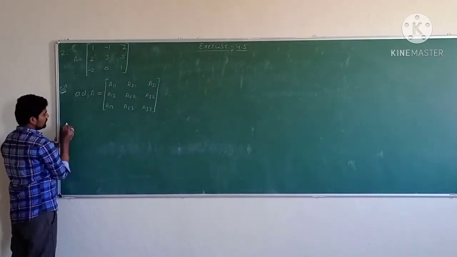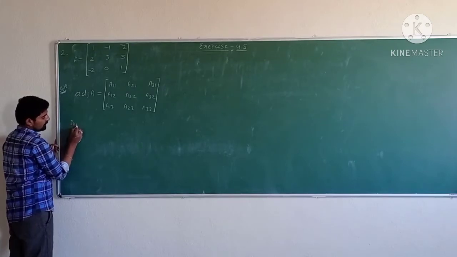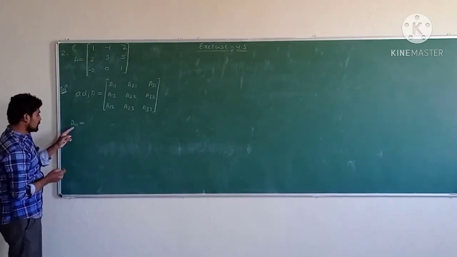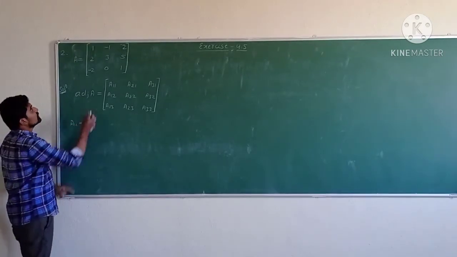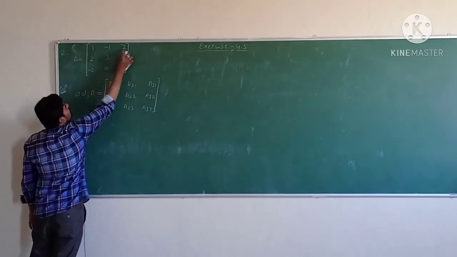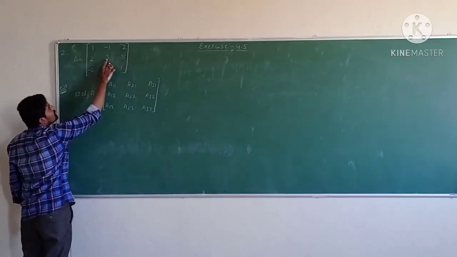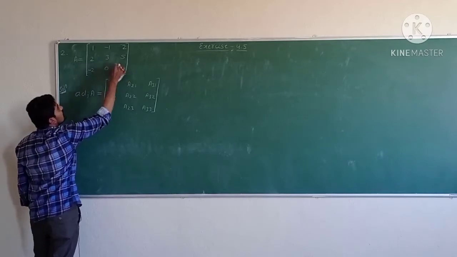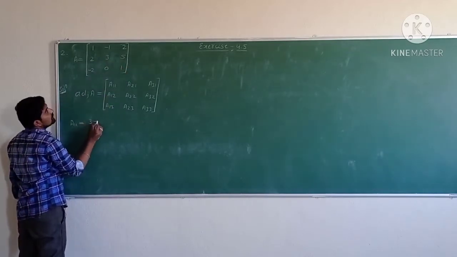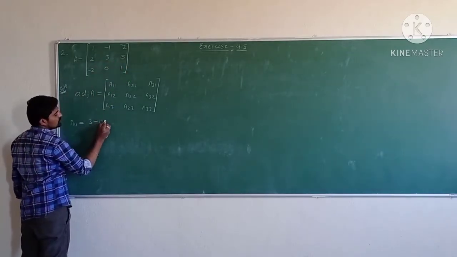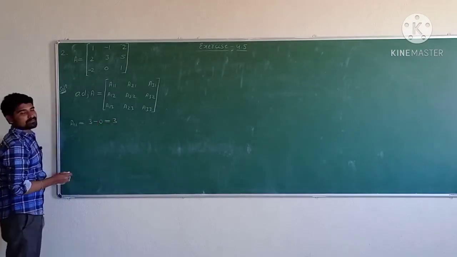So we need to find out the values. A11 is obtained by deleting the first row, first column. Remaining elements are 3, 5, 0, 1. So 3 into 1 is 3, minus 0 into 5 is 0. So 3 minus 0 is equal to 3.